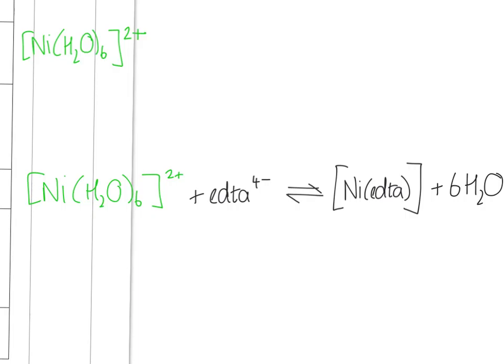So let's think about the overall charge of our complex. Well, our nickel is 2+, as we can see from here, but EDTA has a charge of 4-. And so we need to total that up. 2+ plus 4- gives us a charge of 2-. So the complex that we have formed in test 4 is NiEDTA 2-.